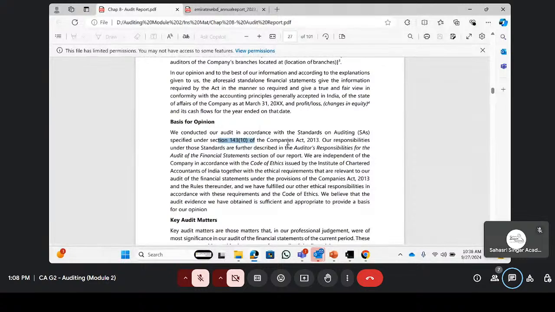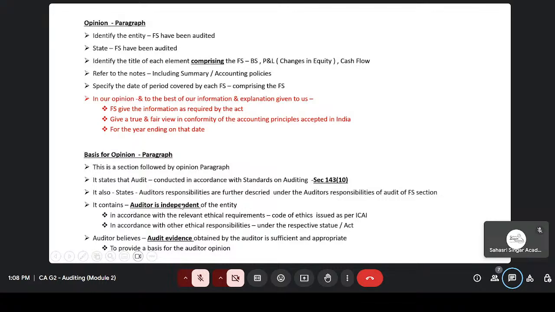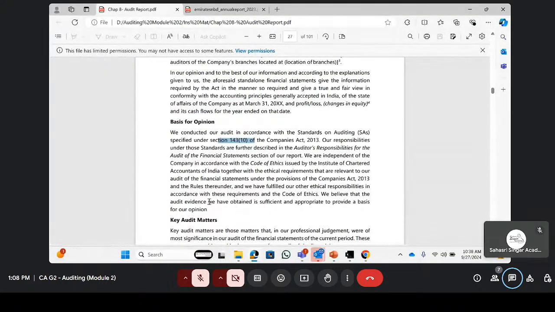Our responsibilities under those standards are further described in the auditor's responsibilities for the audit of the financial statements section of our report. We are independent. See, this particular point: auditors are independent, so you are writing the word we. At least you will always be able to use the word we, because at the end of the day you are conducting the audit, we conducted the audit. So you have to use that word we and then frame the sentence accordingly. So we are independent in accordance with the code of ethics issued by the ICA, and also other ethical requirements under the provisions of the Companies Act, because this report we are asked to prepare is for a company. So in a nutshell, you have to state that the evidence obtained is sufficient and appropriate to provide a basis for our opinion.